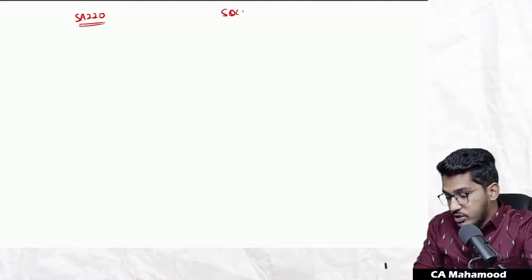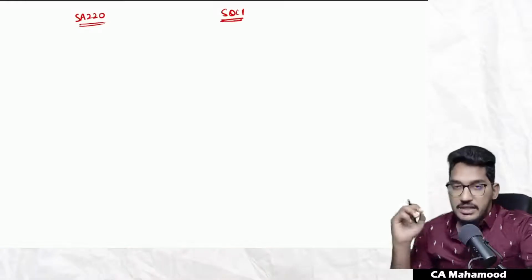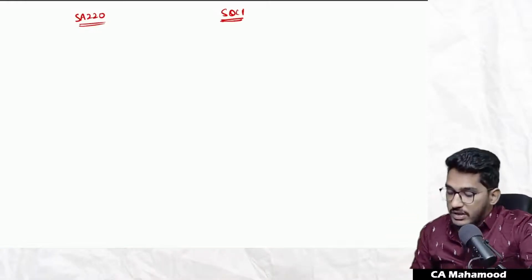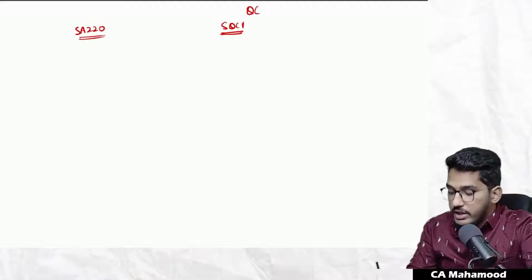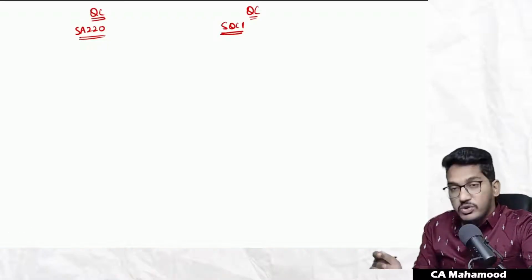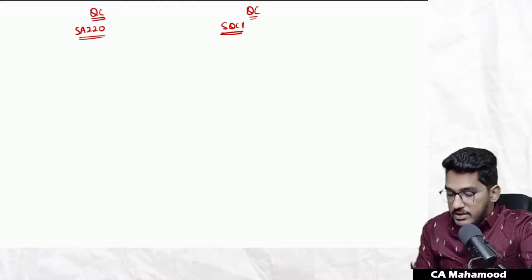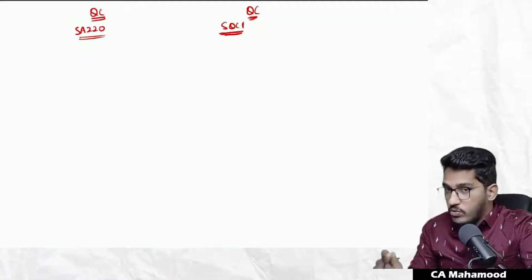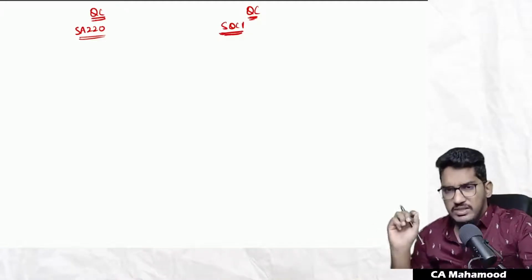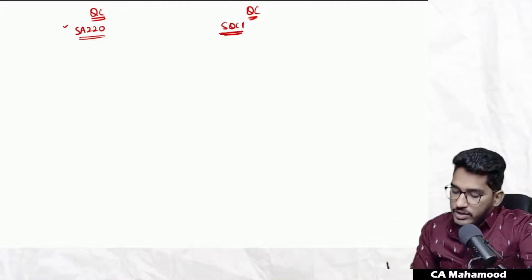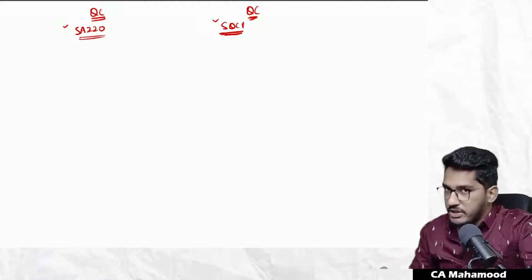See, now I will take some time to explain the differences between SA 220 and SQC 1. If you pay attention, SQC 1 is talking about quality control only, whereas SA 220 also talks about quality control only. But what is the difference between SA 220 and SQC 1? How do they differ from each other?